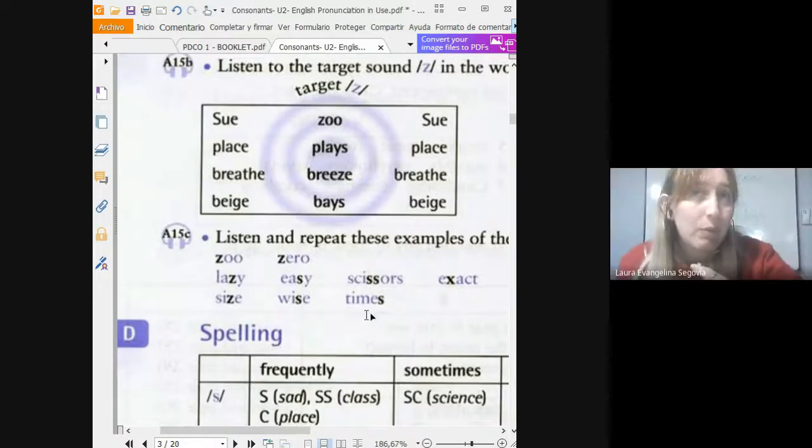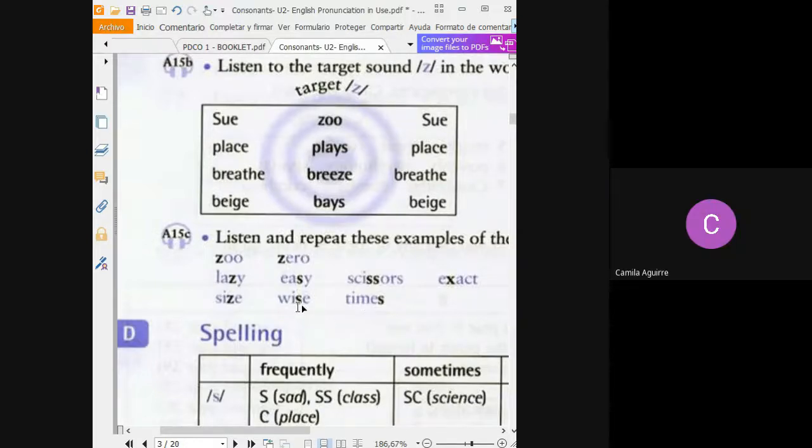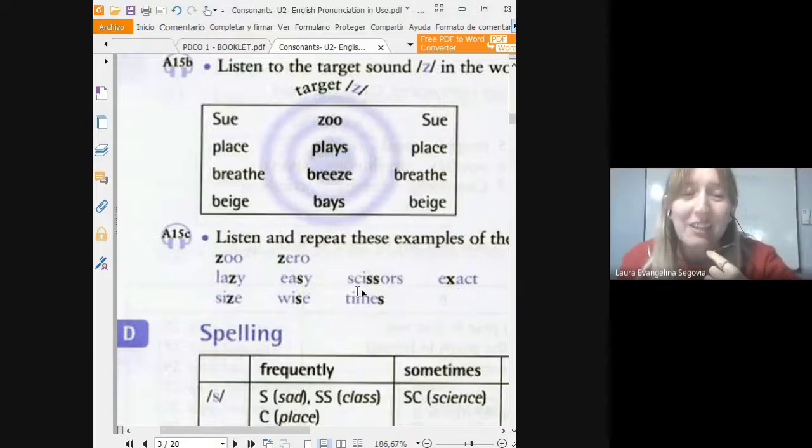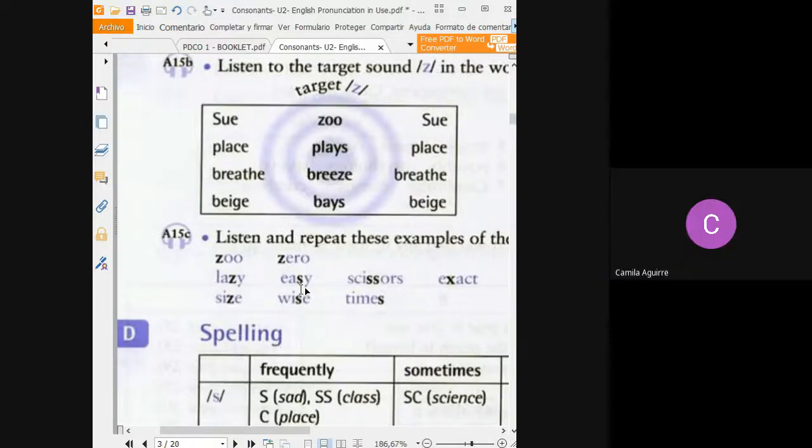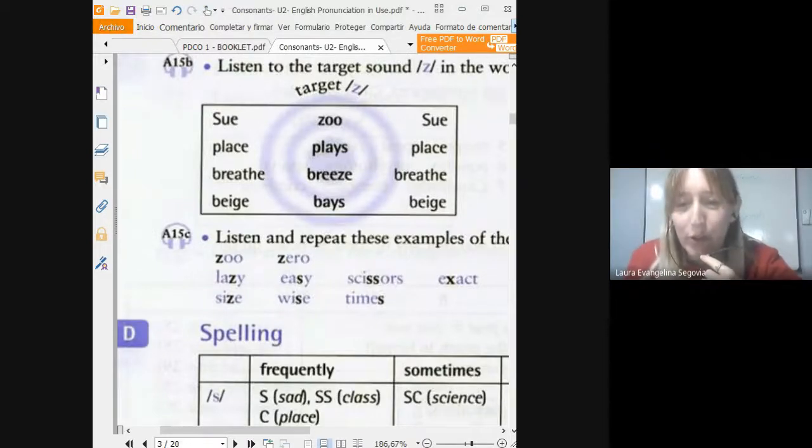Times. No, wait. Times, Z. Wise. Okay. Size. That's it. Exact. Scissors. Good. The good thing of this is that you're going to think twice now, when you see this sound or the letter. Come on. Easy. Good. Lazy. Zero. Zoo. Perfect. Very good. Thank you, Cami.